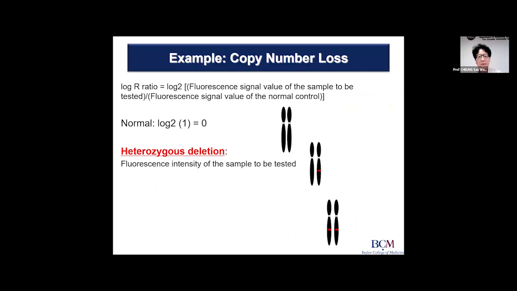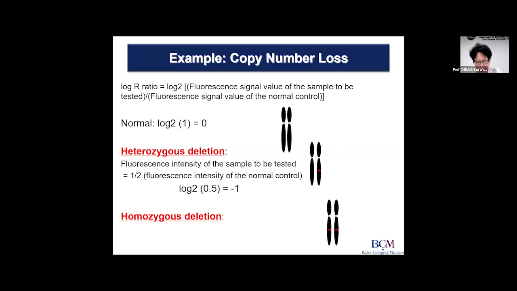An example of copy number loss: if it's a heterozygous deletion, then you would see that you only get half of the normal control. This is, as I mentioned earlier, the neurofibromatosis. So the log ratio is -1.